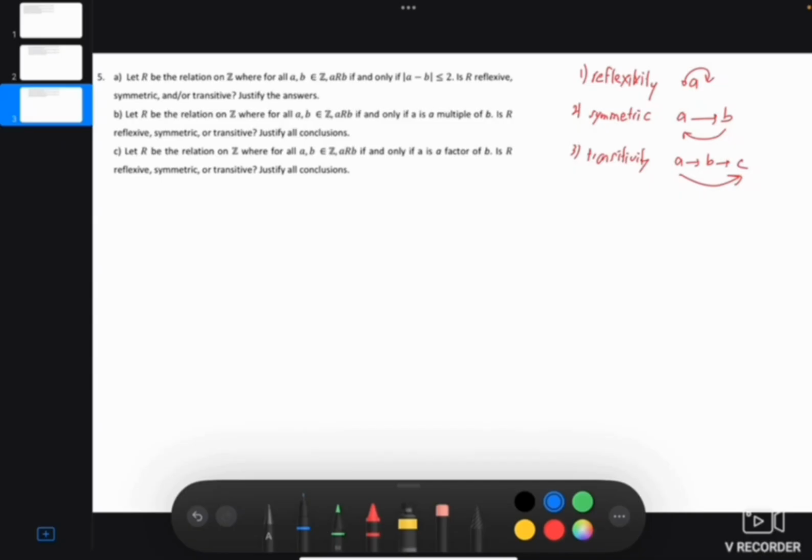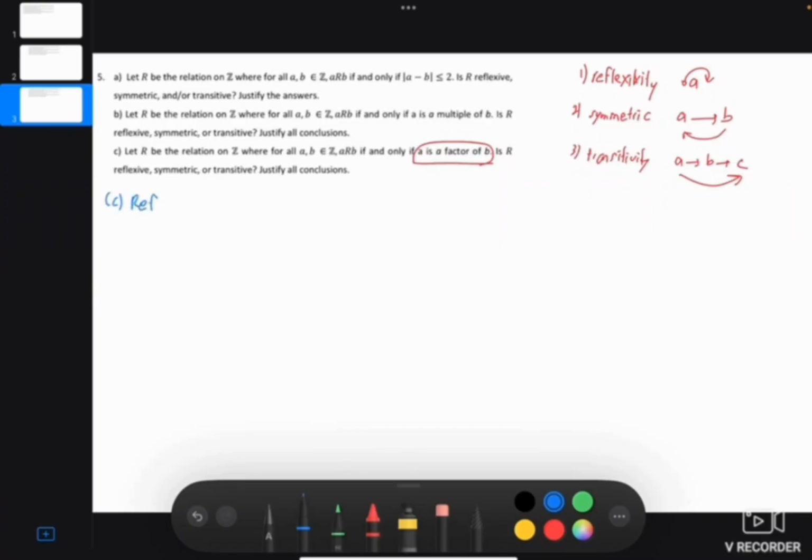So let R be the relation on the set of integers where for all a, b elements of the set of integers, a is related to b if and only if a is a factor of b. So in this question C, we need to satisfy this condition where a is a factor of b. So is R reflexive, symmetric or transitive, and we have to justify all our conclusions. So let's start with the question.